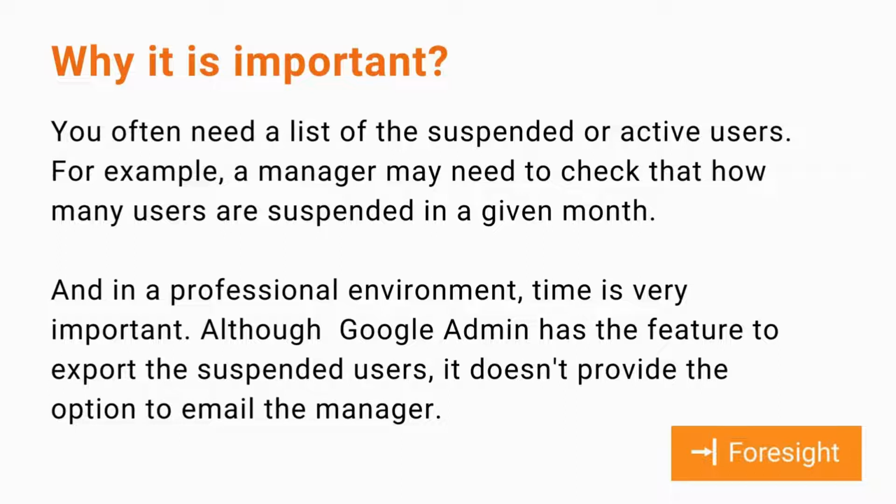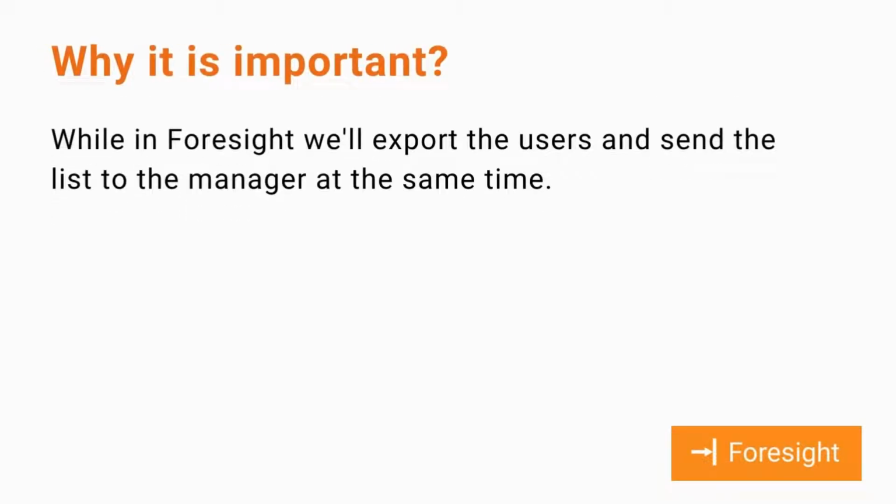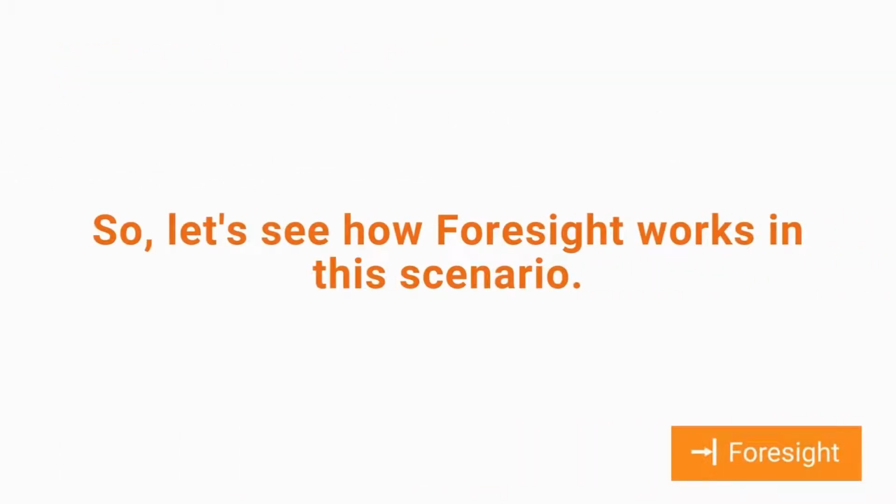Although Google Admin has the feature to export the suspended users, it doesn't provide the option to email the manager. While in Foresight, we'll export the users and send the list to the manager at the same time. So, let's see how Foresight works in this scenario.